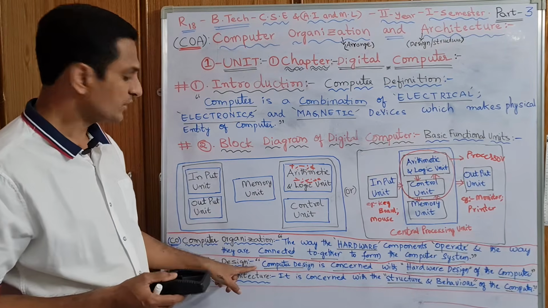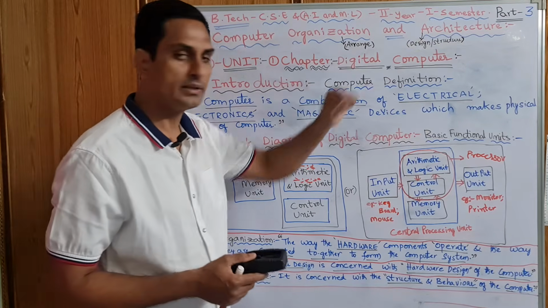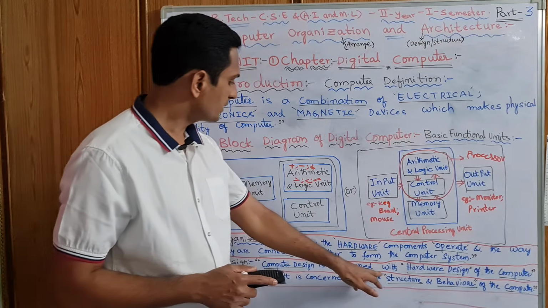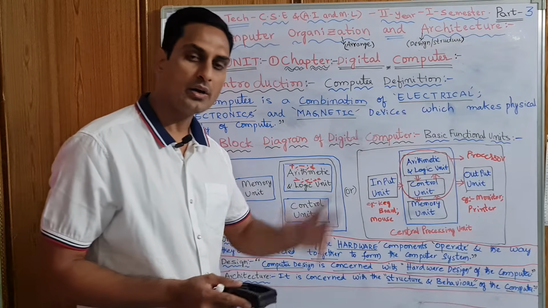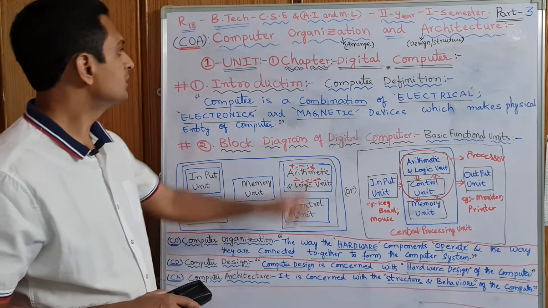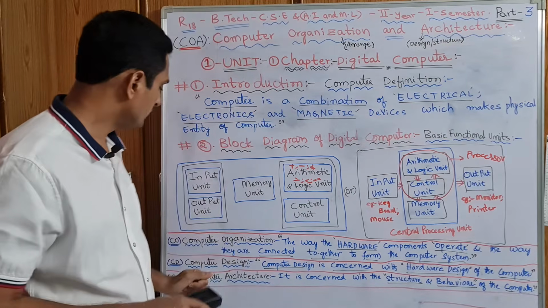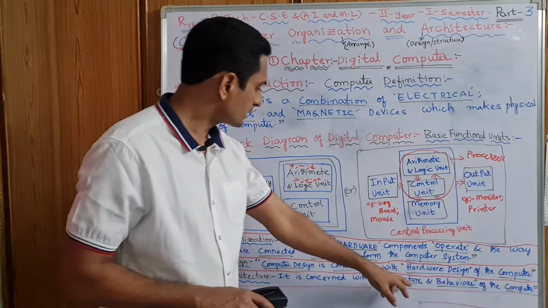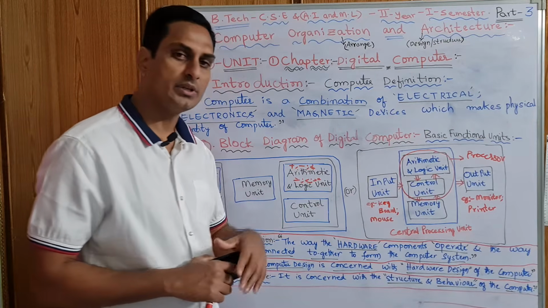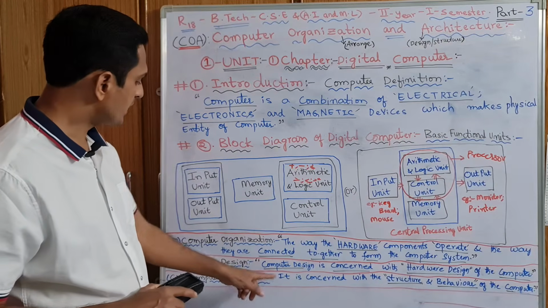Computer design. What is the design? What is the structure of the computer? How are we arranging the computer? Here the definition is: computer design is concerned with hardware design, the hardware structure of the computer. And we have computer architecture, the structure of the computer. It is concerned with the structure and behavior: how the computer will behave, how the processor will behave inside the computer. We'll discuss it in computer architecture. These are the basic definitions.